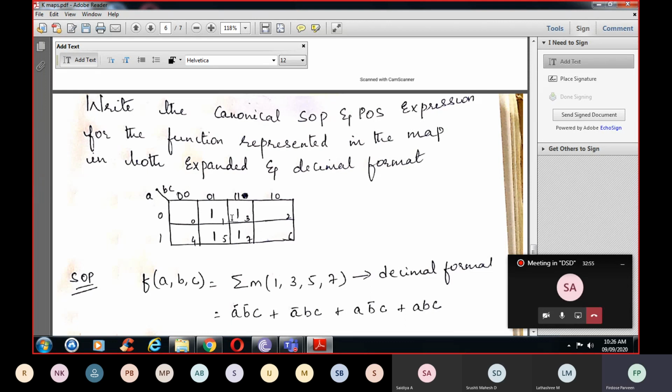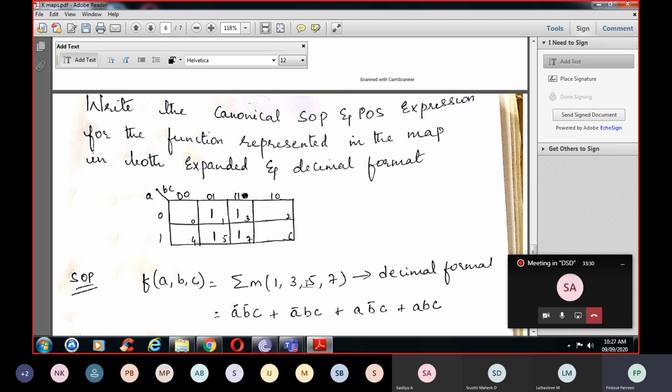If you want to see the K-map and write, you can write here. It is A bar, this is B bar, C. So what you will get? 0 means A bar, and the corresponding column is B bar, C. So A bar, B bar, C. 3 means it is 0, 1, 1, where 0 means bar. So A bar, B, C. For 5, you can again see the K-map and write: A bar, the corresponding row, and the corresponding column is B, C. So A bar, B, C.